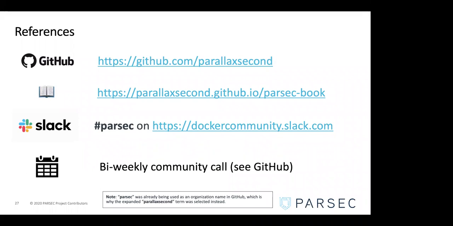And again, there is that book repo. There is a wealth of additional project documentation there. There is a public Parsec Slack channel on the Docker community Slack, and also a Zoom call that takes place every alternate Tuesday, which anyone is free to join. And you can find details for that in the GitHub repo, including the Zoom link and a calendar link.